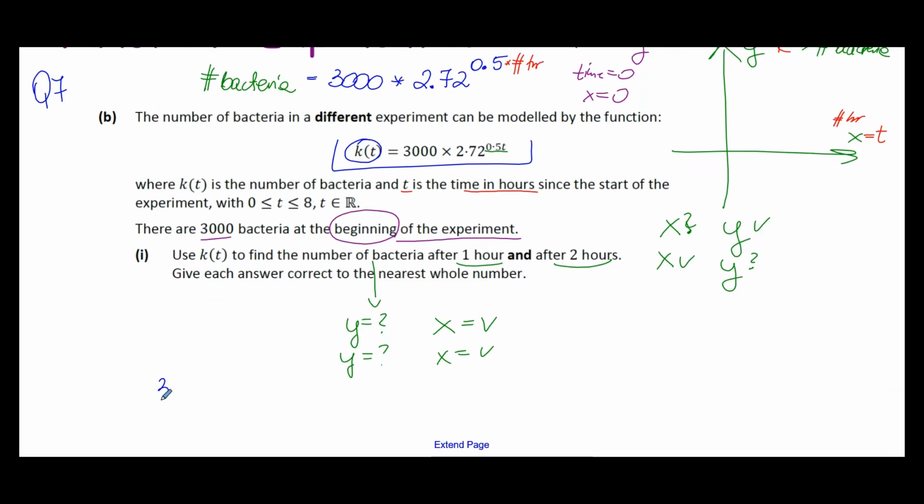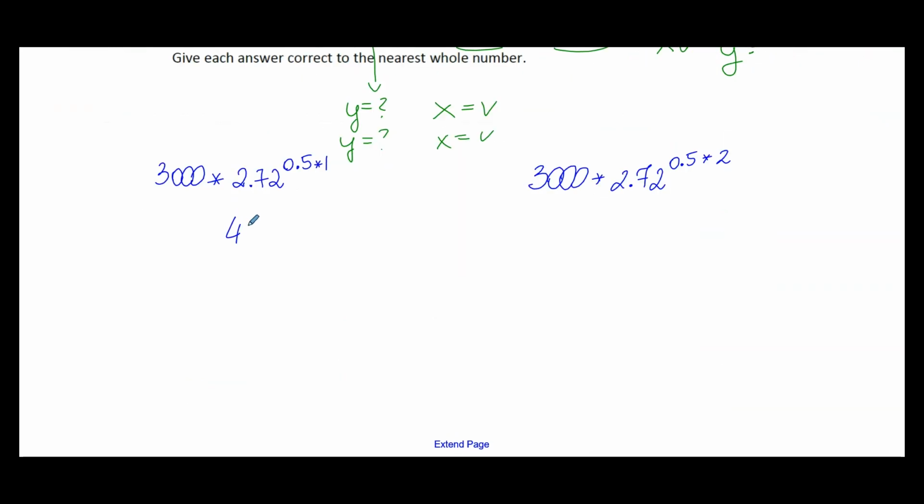So we are writing 3,000 multiplied by 2.72 to the power of 0.5 multiplied by the first value, 1, and for the second value of x, again 3,000 multiplied by 2.72 to the power of 0.5, and that multiplied by 2. We put that in the calculator and we get, with power of 1, 4978 to the nearest whole number, and then 8160.